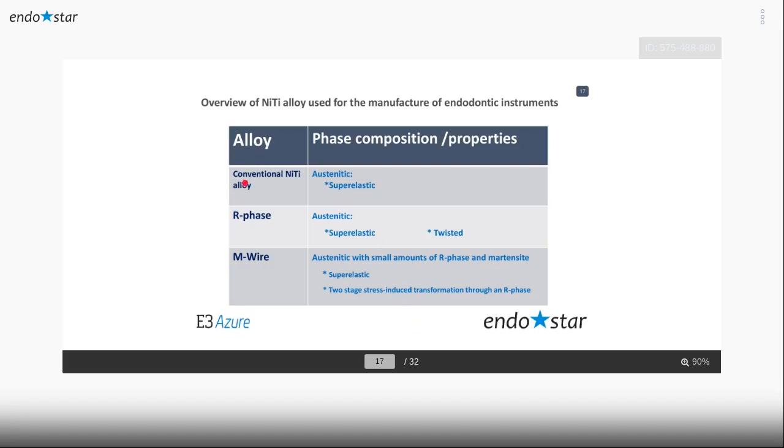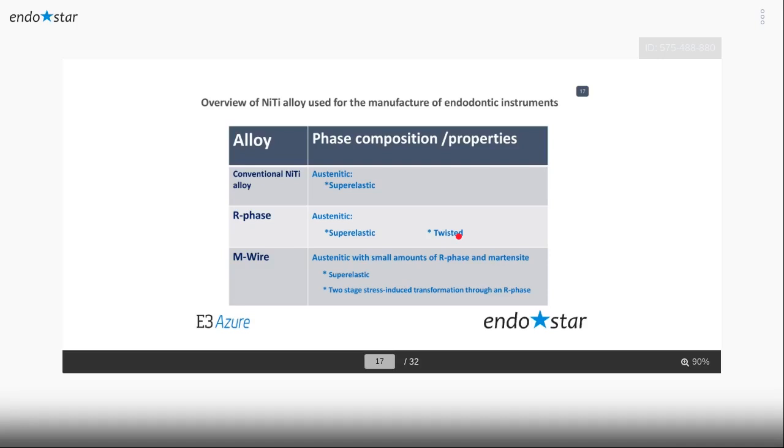The old conventional nickel titanium, which is austenitic, has only the property of being super elastic. But with the R-phase, which is a phase between the martensitic and austenitic, it's super elastic too, and they have been able to make the file be produced by twisting, not by grinding.